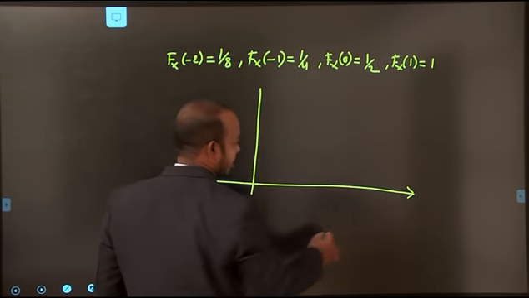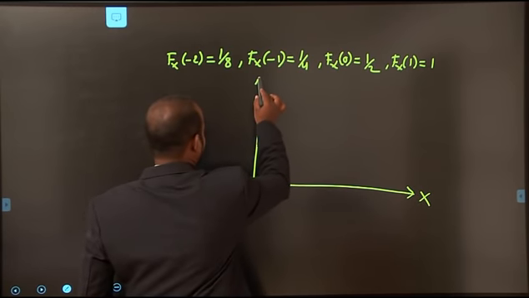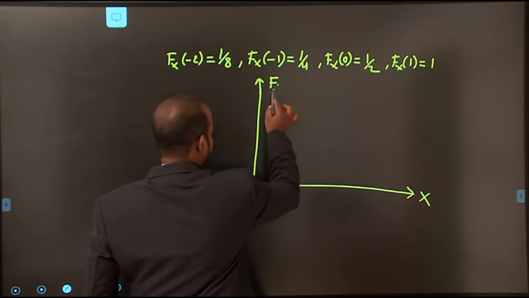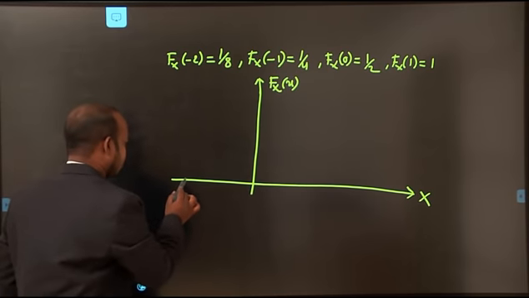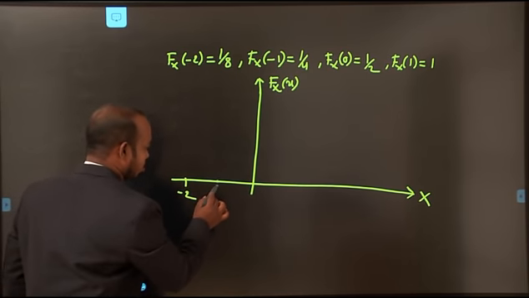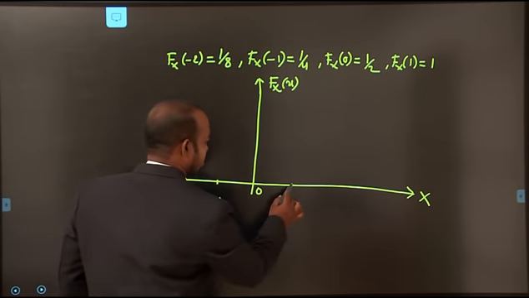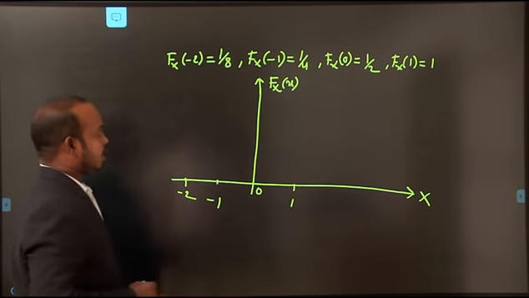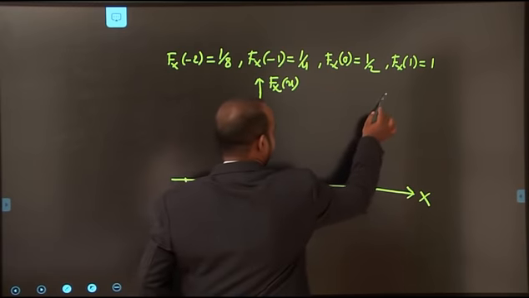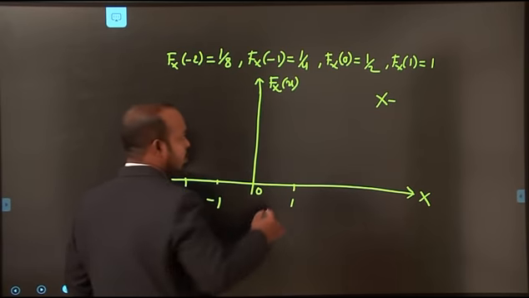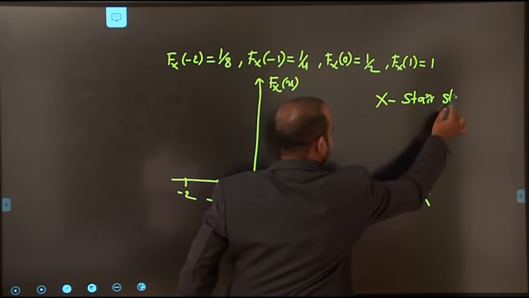On the x-axis I am taking the random variable capital X, and on the y-axis I am taking the probability distribution function Fx of x. The elements are -2, -1, 0 and 1. Here the random variable is discrete. Since the random variable is discrete, the distribution function is in stair step form.